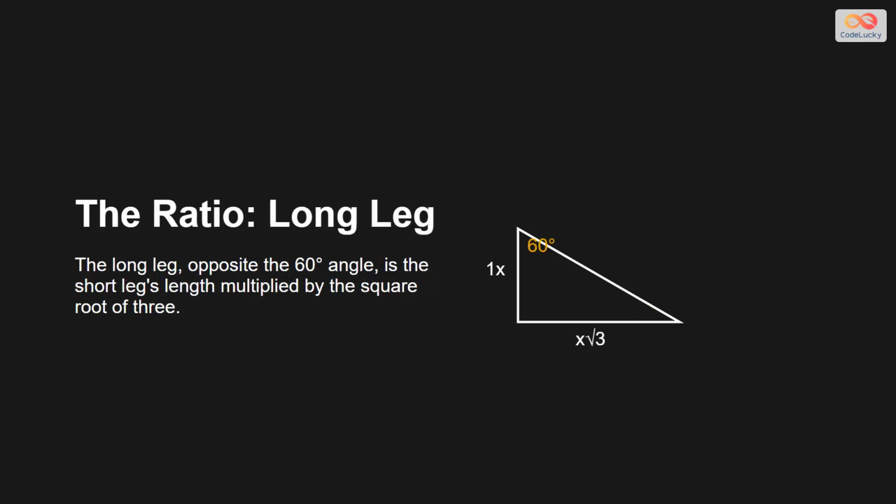The long leg is across from the 60-degree angle. Its length is always the length of the short leg multiplied by the square root of 3. So, if the short leg is x, the long leg is x times the square root of 3.